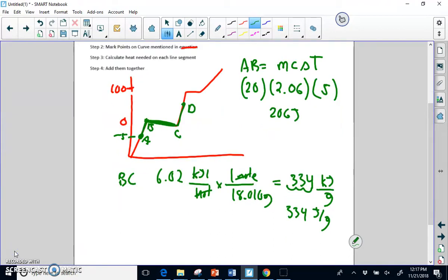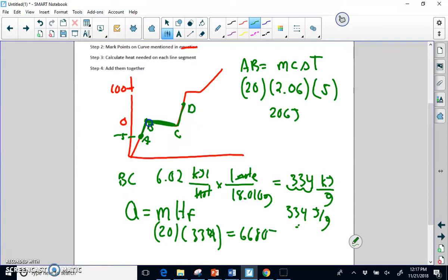Now we're ready to use that number. Remember, we're calculating the heat from B to C. The formula that we use there, since the temperature is not changing, is the mass times the heat of fusion, which we just got in the right units. So our mass is still 20 times the heat of fusion, which is 334. If we do that math out, we get 6,680 joules.